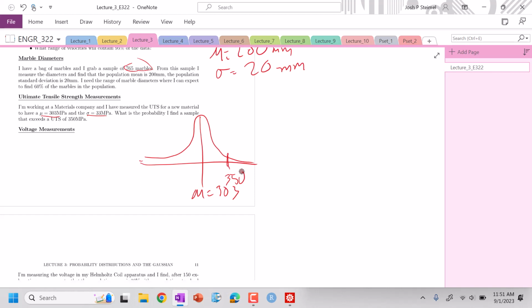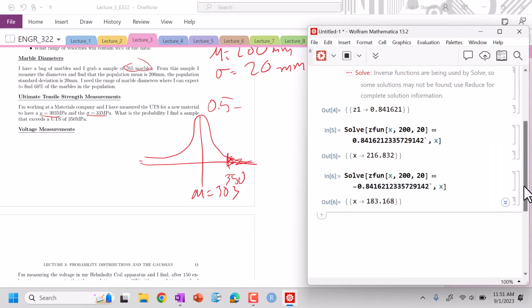So what's the probability to find a sample that exceeds this? I need to look at basically this area, from 350 onwards. If you were to use the tables and just plugged in 350 minus this and then integrate, that's only going to give you this area, and then you'd have to do 0.5 minus that to get the remaining area. If you use Mathematica, on the other hand, or if you integrate the function, I can just do my z function. Our x measurand is going to be 350, our population mean is 303, and then 33. So this would be the z function.